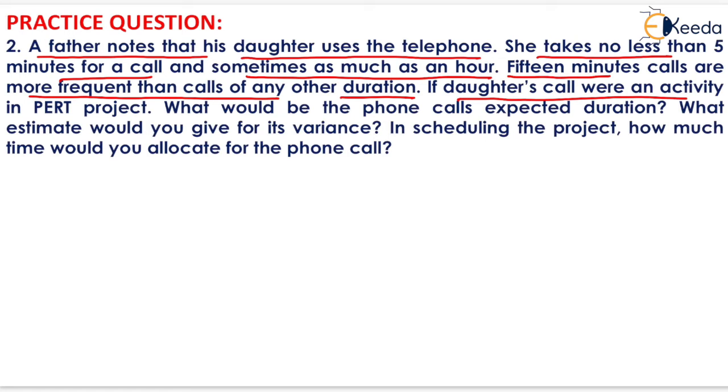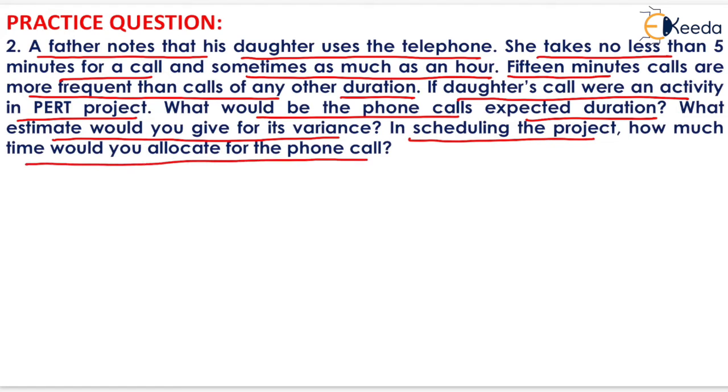If the daughter's call were an activity in a PERT project, what would be the phone call's expected duration? It means that we have to calculate the activity time. Here the activity is the daughter's call. What estimate would you give for its variance, as well as in scheduling the project, how much time would you allocate for the phone call? Now we will solve this question.